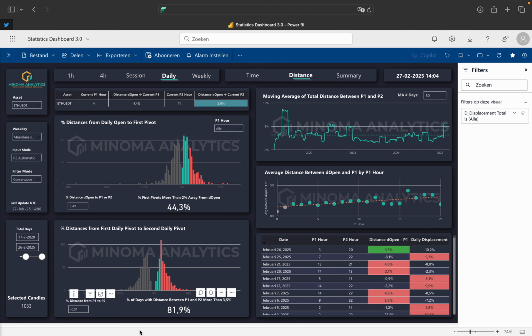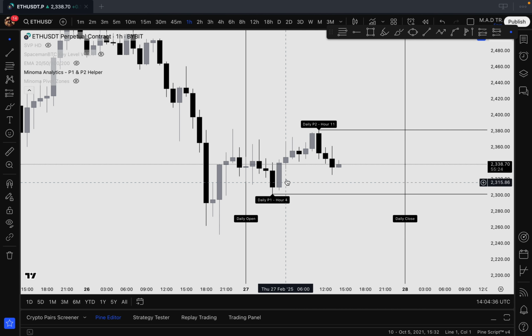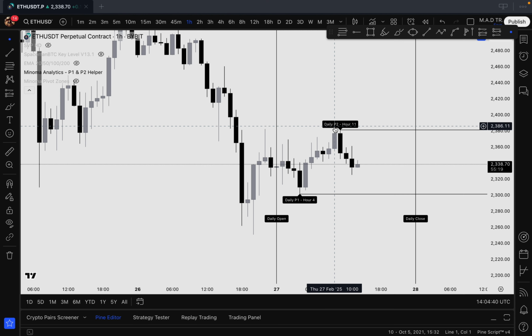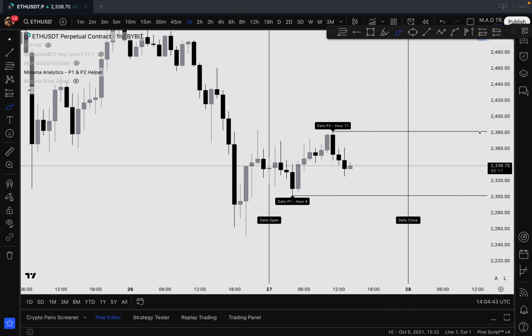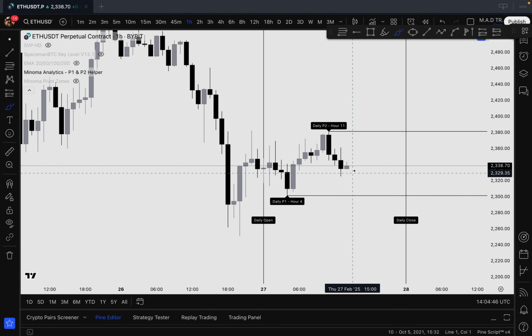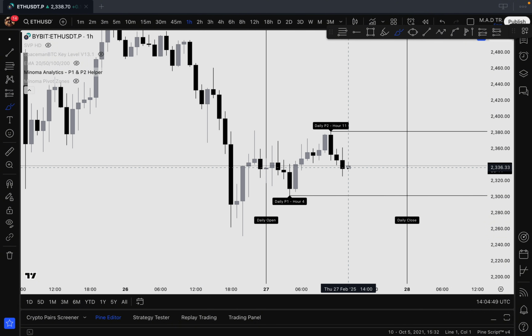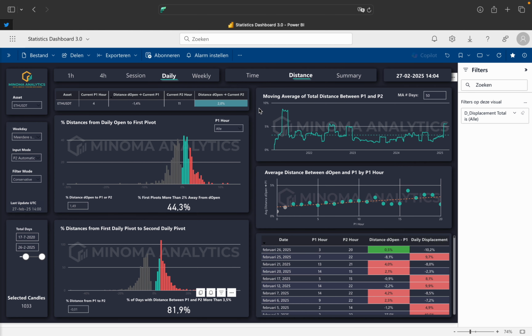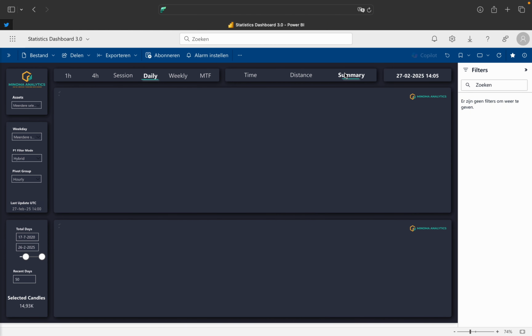However, what's interesting here is that we see the percentage of days with a bigger distance between P1 and P2 is 82%. So for ETH, it's very likely that we will see a bigger move than we currently have. However, then we have to ask ourselves, will that be a move to the upside or to the downside? That's to be seen.